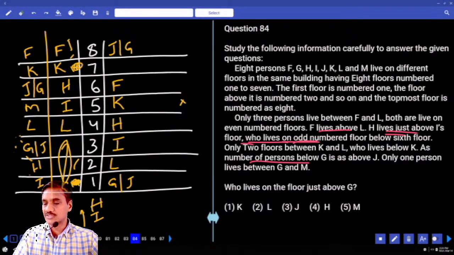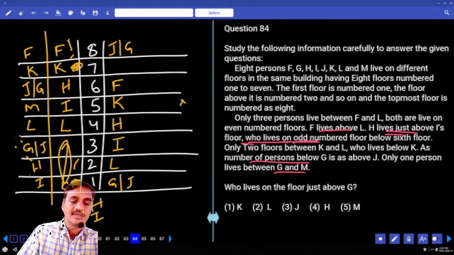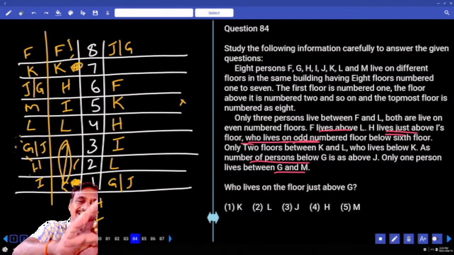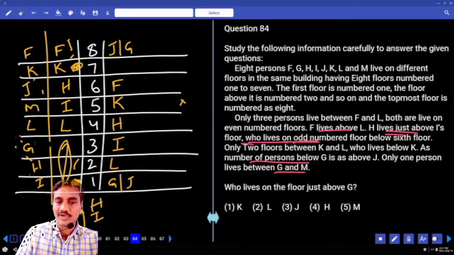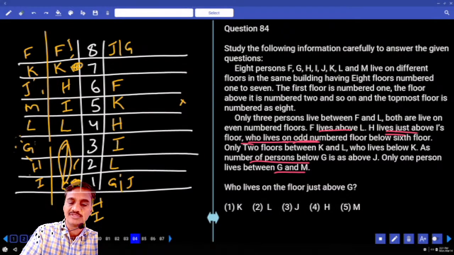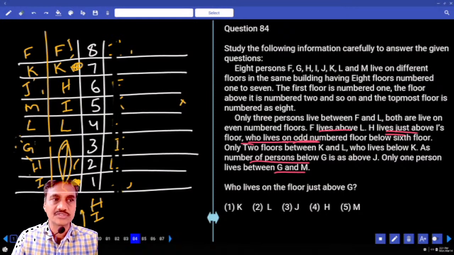Done? And next one, only 1 person between G and M. And between G and M, there must be exactly 1 person. Hence, in the first case, G is here, G and M, J will be here. 1 person between G and M. Now 1 person between G and M, we cannot have G at this place. There is no chance of G being here. And we cannot have G at this place. Hence this case is completely ruled out. Now we are left with only the first case.